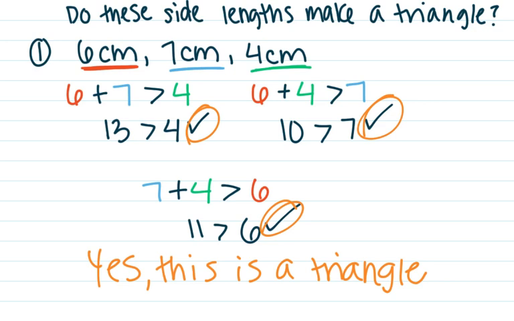So notice how we added red and blue, and it had to be bigger than green. Then I added red and green, it had to be bigger than blue. And then I added my blue and my green together, and it had to be bigger than red. It's checking every combination to make sure that these sides are actually going to work and form a triangle. Because remember, a triangle is a polygon, so that means that it's a closed figure. If these didn't form a triangle, you would end up with something like this, where it doesn't actually connect. And so that's why we have to check these side lengths to make sure they work.